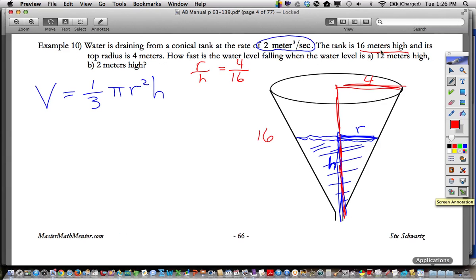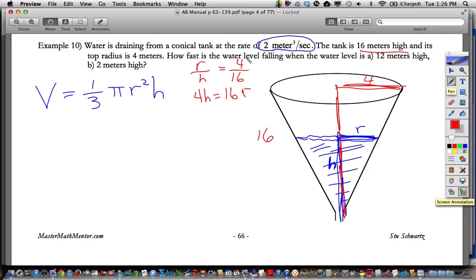In this one, they just told me the size of the tank. So I'm going to have to do this myself. So 4H is equal to 16R. Now you have to decide, do you want to solve for the H or the R? Well, it depends what they ask in the problem.